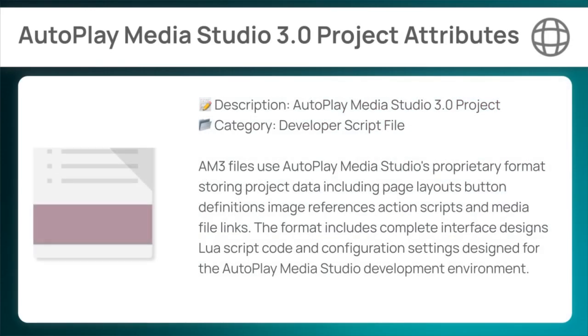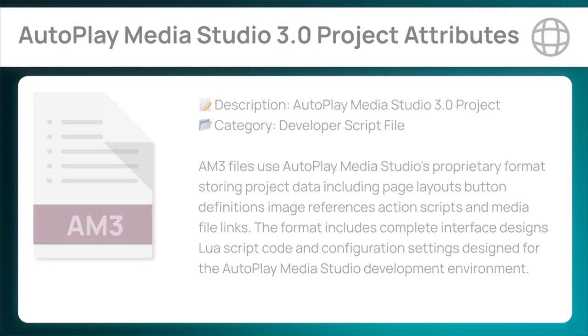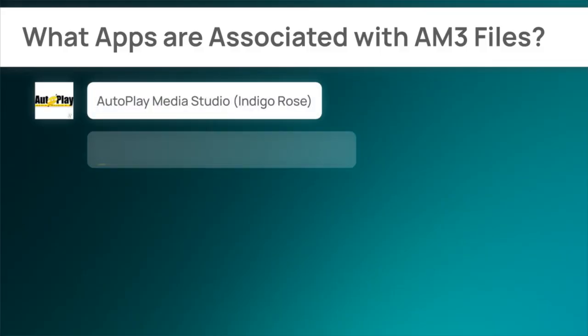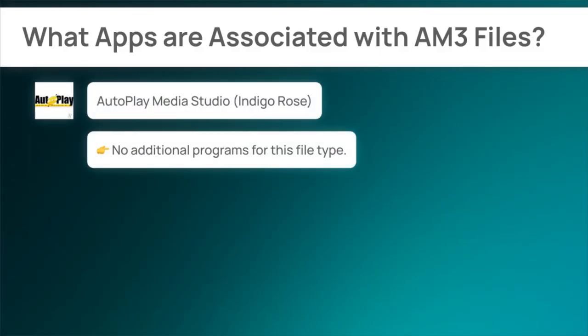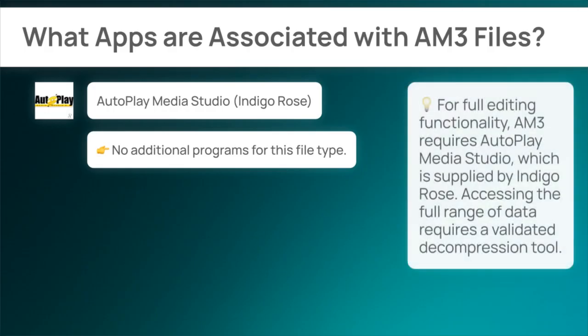AM3 files use AutoPlay Media Studio's proprietary format, storing project data, including page layouts, button definitions, image references, action scripts, and media file links. The format includes complete interface designs, Lua script code, and configuration settings designed for the AutoPlay Media Studio development environment. The optimal viewer for the AM3 format is generally considered to be AutoPlay Media Studio from Indigo Rose. Accessing the full range of data requires a validated decompression tool.